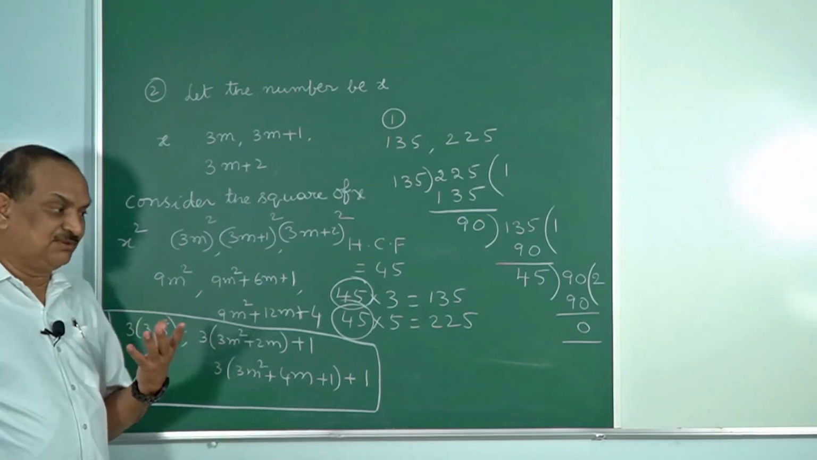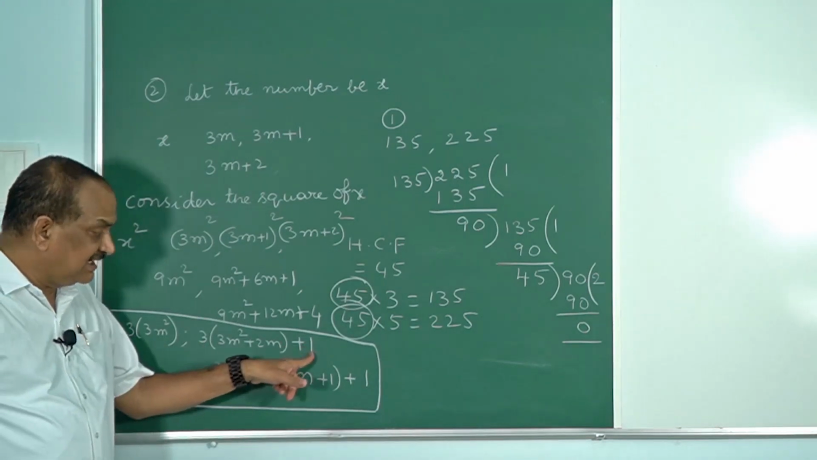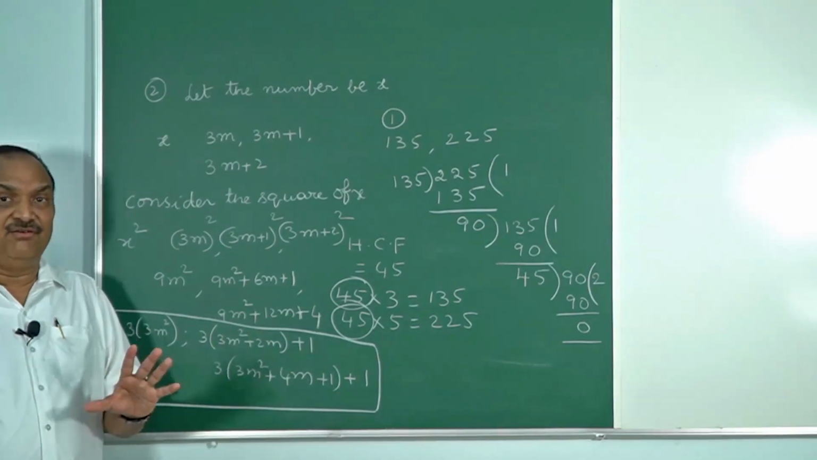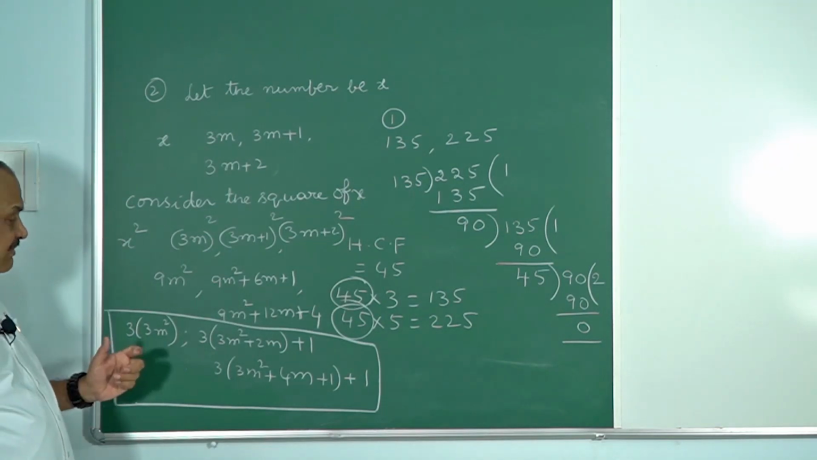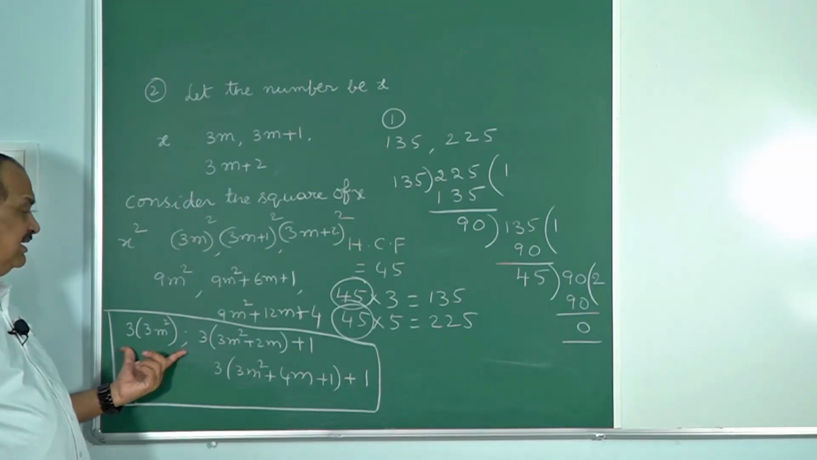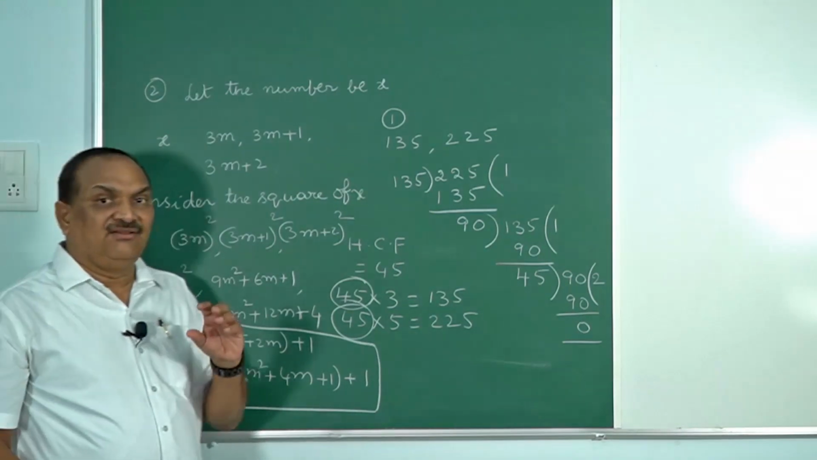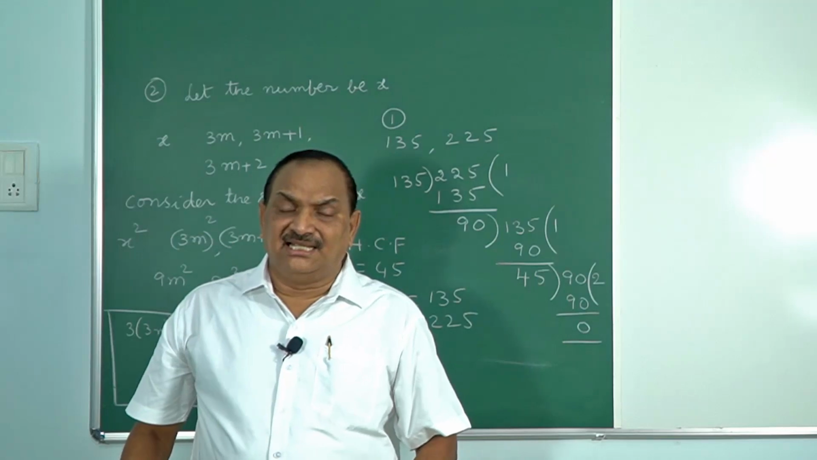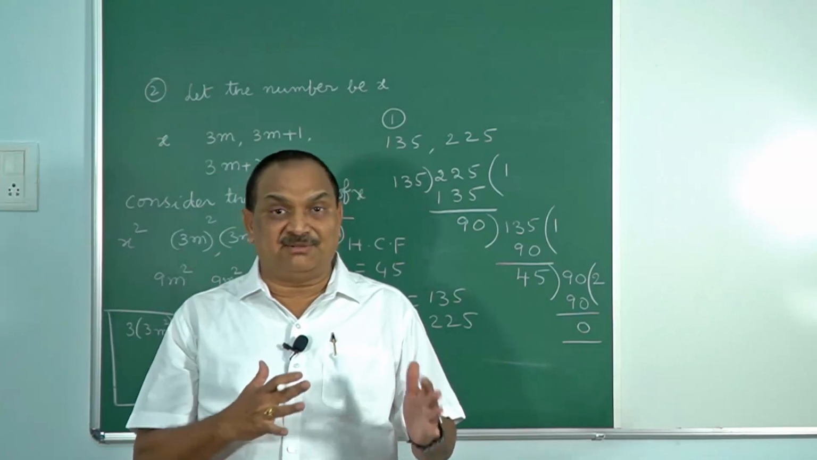What are the different forms I got? It's a 3 multiple, plus 1, again a 3 multiple plus 1. And therefore the square of any integer can be a 3 multiple, or a 3 multiple plus 1. That's what you should notice. If you have the square of an integer, it should be in the form of 3 multiple or 3 multiple plus 1, not 3 multiple plus 2.